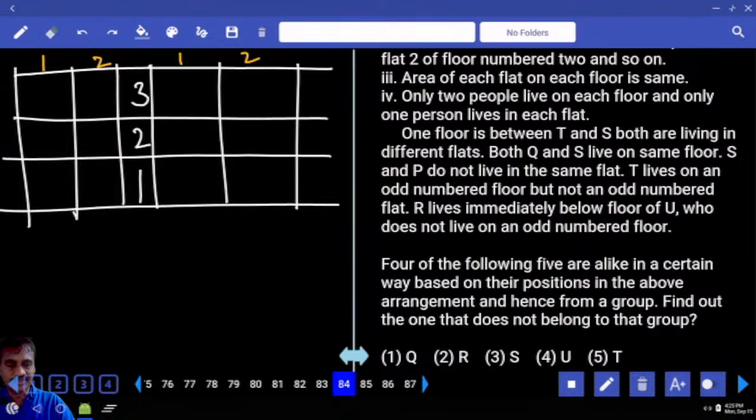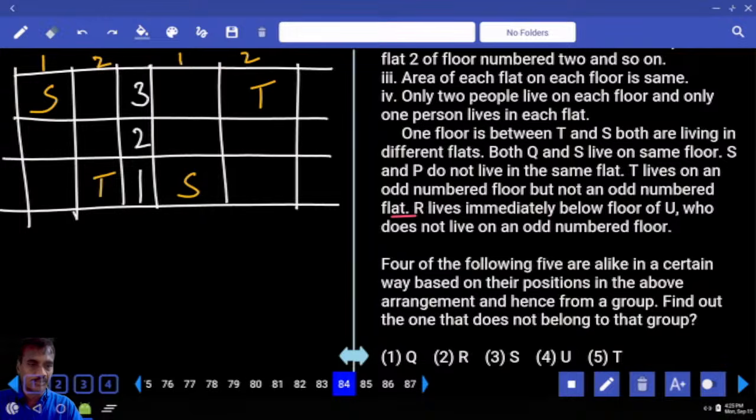Both Q and S live on the same floor. S and P do not live in the same flat. T lives on an odd number floor, but not an odd number flat. Clear? T lives on an odd number floor, but not an odd number flat. That means second flat, either first floor or third floor. And 1 floor between T and S. Both are living in different flats. S is here, S is here.